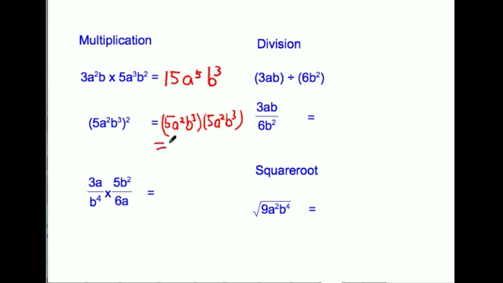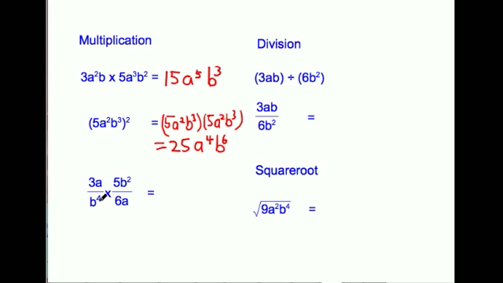5 times 5 is 25. a squared times a squared is a to the power of 4. And b cubed times b cubed is b to the power of 6. We simply add their powers.